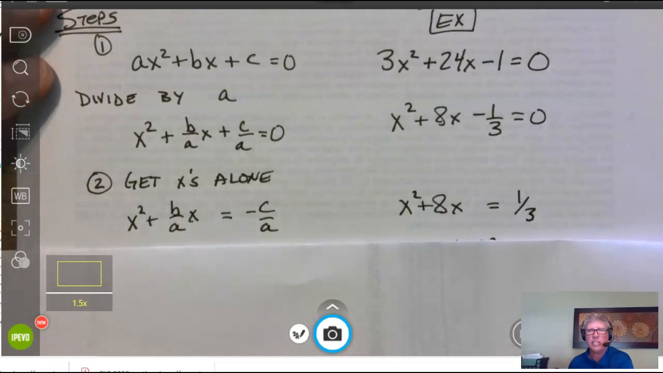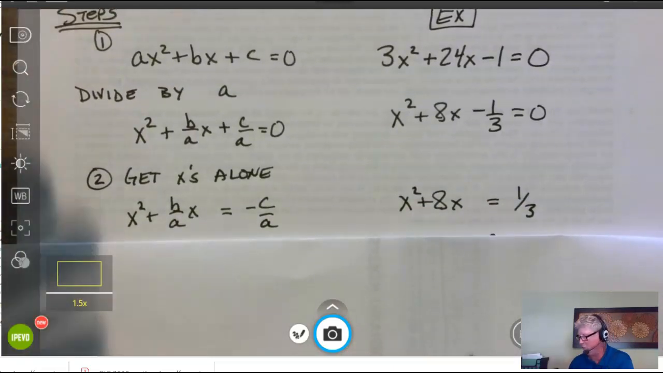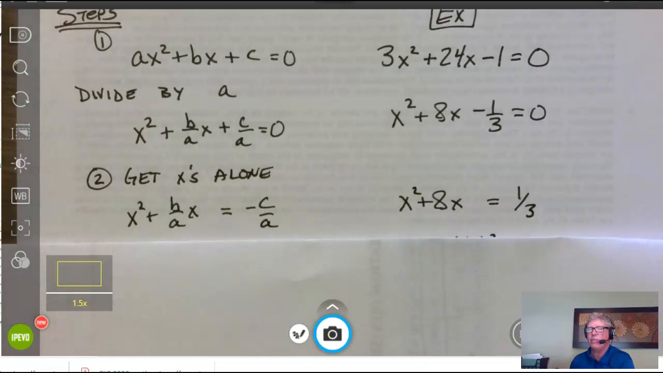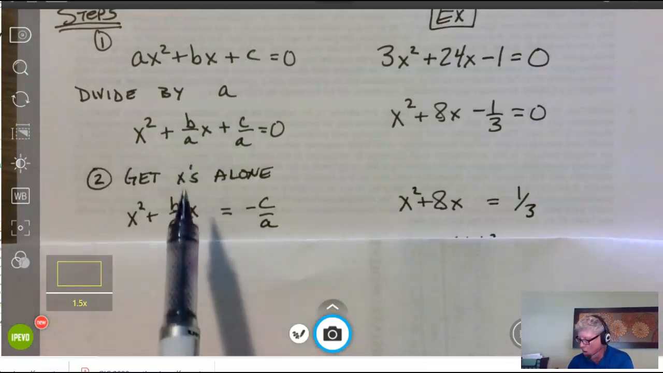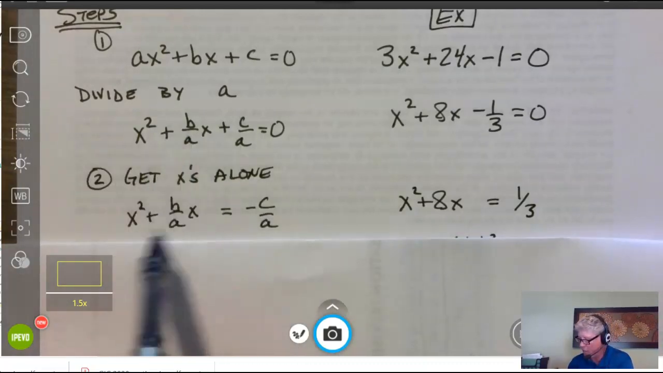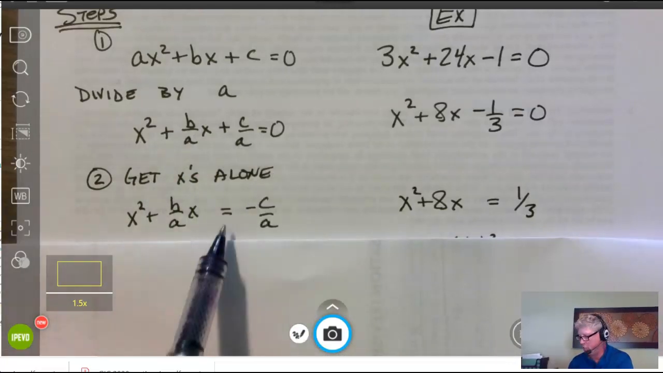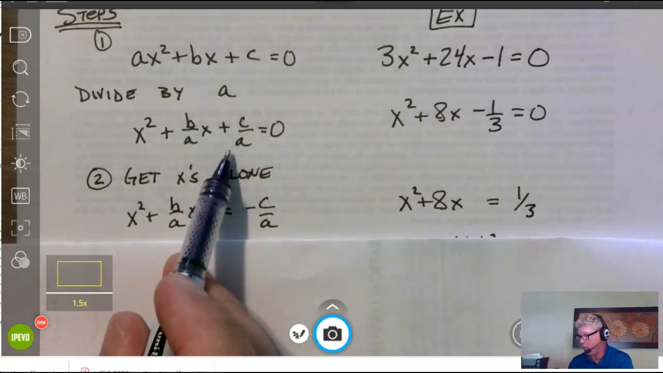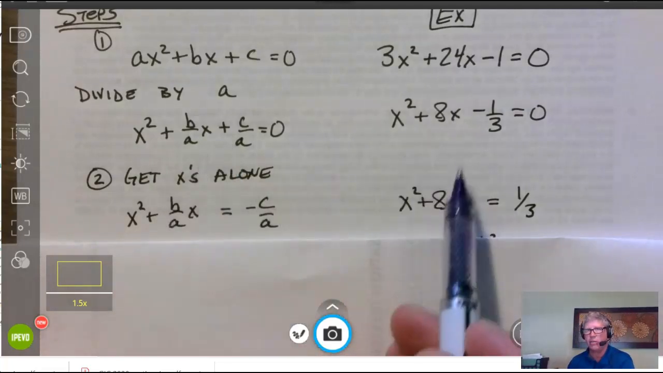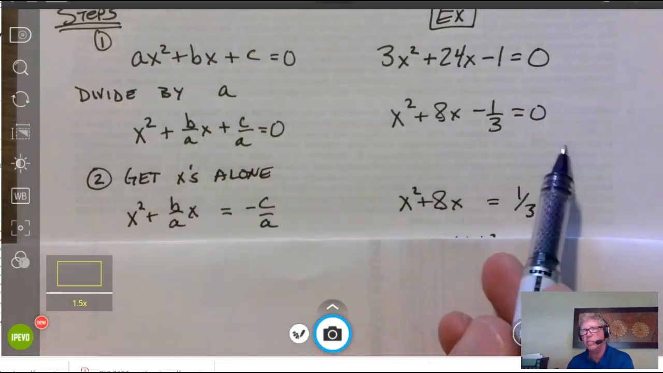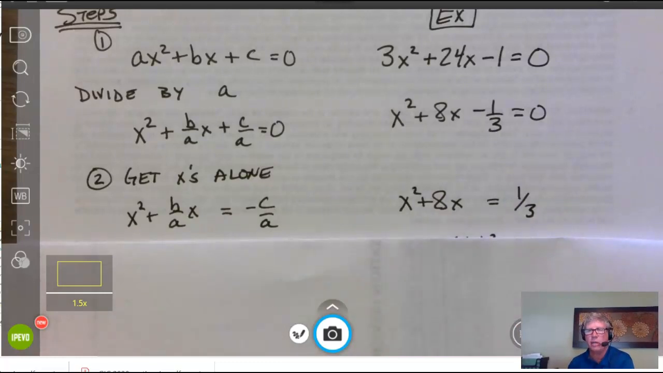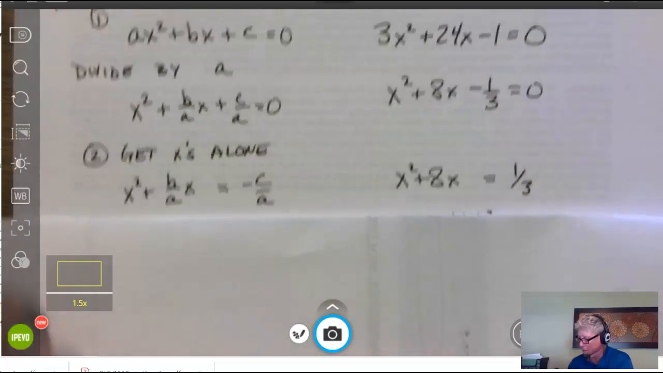I'm going to get the x's alone. What x's alone? You'll see it many different ways in the books. That's fine. All I'm doing is getting everything with an x on this side and all the numbers on the other. Okay, so I'm just going to subtract off the c over a. Well, I don't see a c over here. I see a negative 1/3. So I'm just going to get that on the other side by adding 1/3. All right.